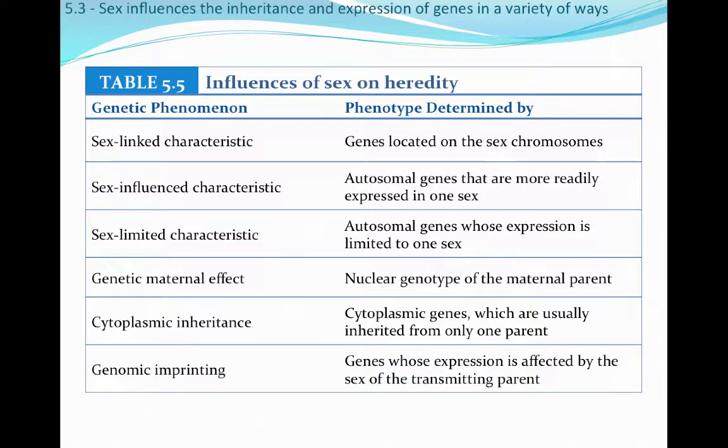All right, so as we finish up section 5.3, this table really gives you a good breakdown of the different genetic phenomena that we've been talking about, whether it was sex-linked or genomic imprinting, and it gives you a description of how the phenotype is determined. So this is a good place to start studying.